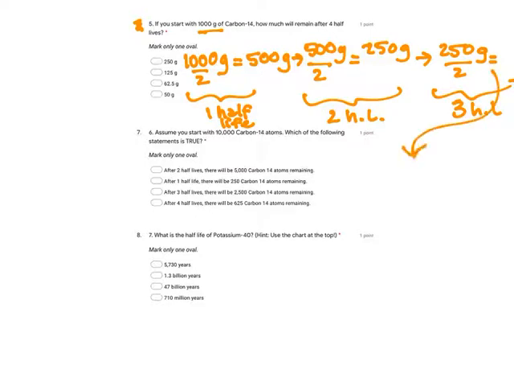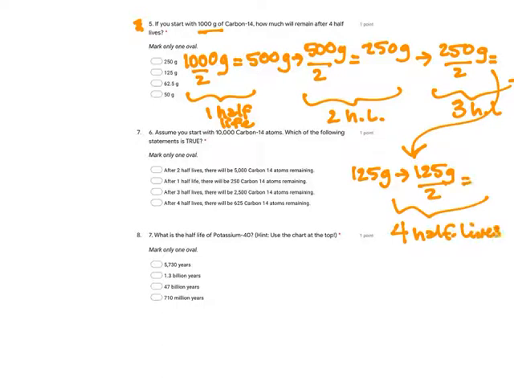Let's write our answer down here. So 125 grams remains after 3 half-lives. And then we're going to divide it one more time to figure out how much remains after 4 half-lives. So our answer would be 62.5 grams. Great job. Let's try number 6. Assume you start with 10,000 carbon-14 atoms.